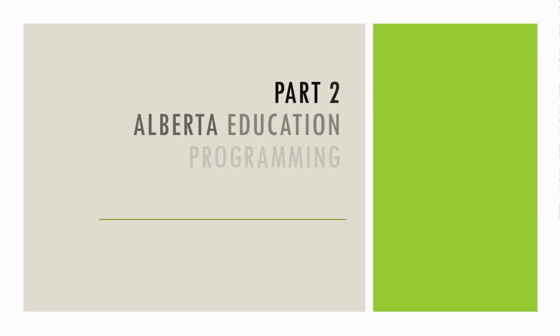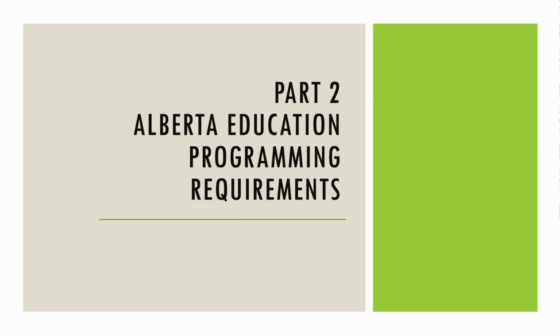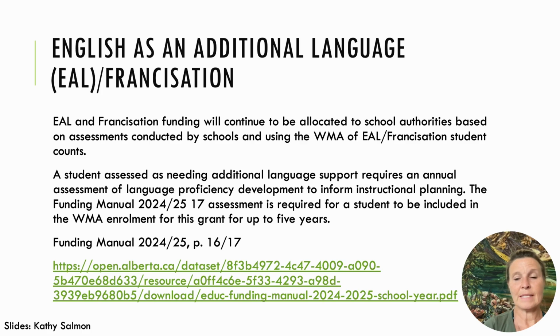subject. Part 2, Alberta Education Annual Assessment Requirements. This is an image from the Alberta Education Funding Manual for the 2024-25 school year. EAL and francisation funding will continue to be allocated to school authorities based on assessments conducted by schools using the weighted moving average of EAL and francisation student counts. It states that a student assessed as needing additional language support requires an annual assessment of language proficiency development to inform instructional planning. And the funding is for up to 5 years.